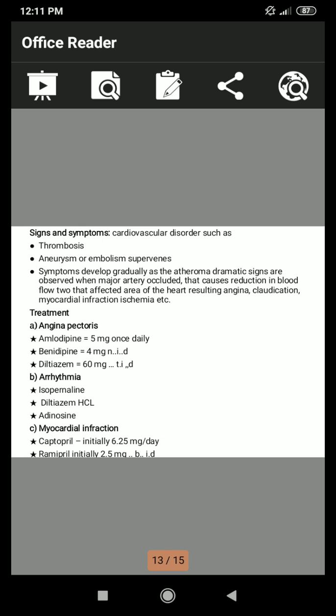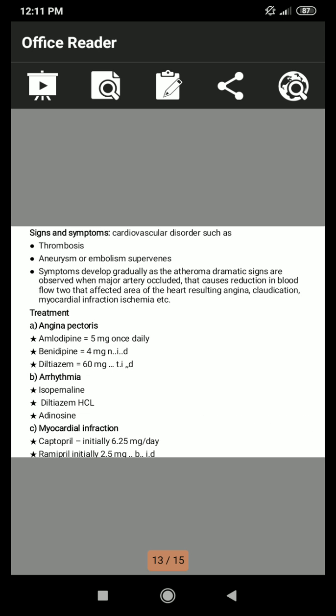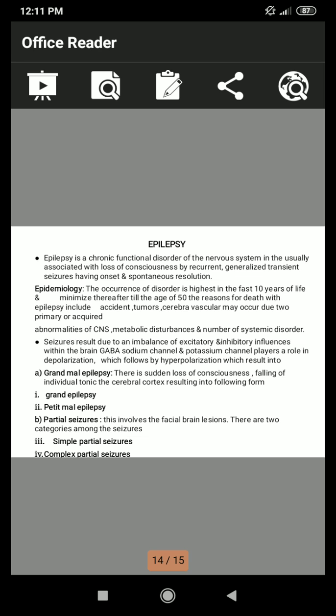These are all about the vascular disorder or atherosclerosis. Here we complete the cardiovascular disease. Next is epilepsy.